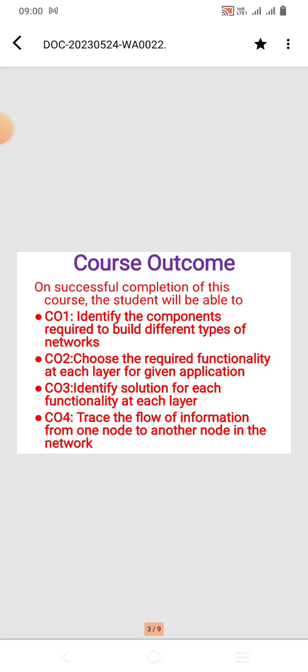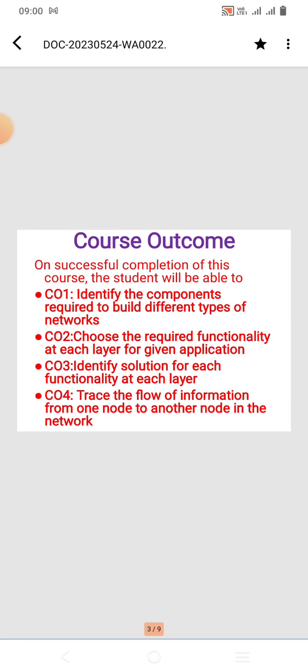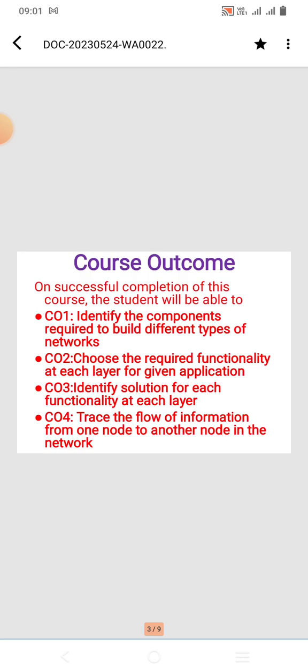Next, let us see the course outcomes. On completion of this course, the students will be able to identify the components required to build different types of network. Second, choose the required functionality at each layer for a given application. And third, identify a solution for each functionality at each layer.